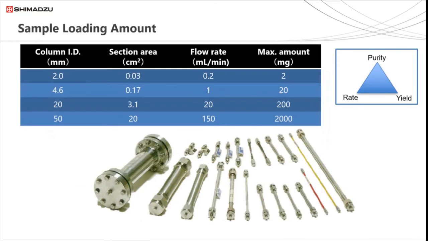A whole range of column dimensions are available. A few standard internal diameters are listed here, although some sizes are available in between. Maximizing column loading increases yield and increases rate at the acceptable peak purity. When scaling between columns, the loading amount is proportional to the column volume.